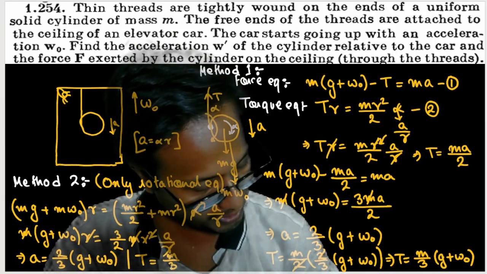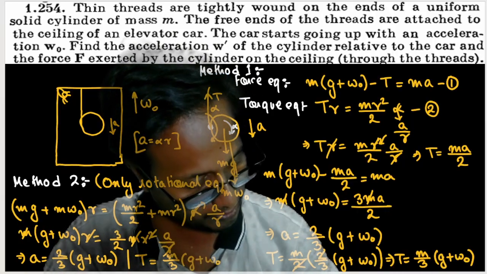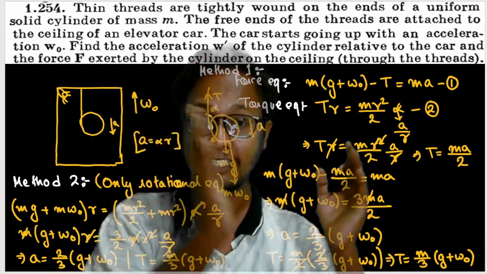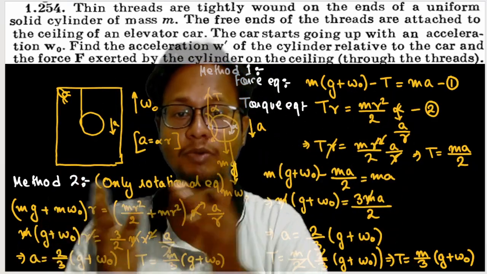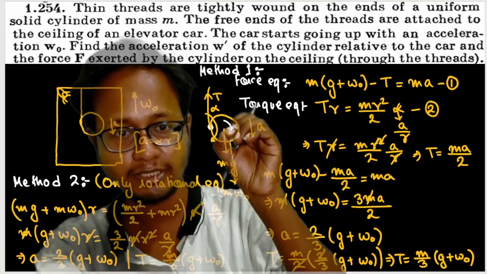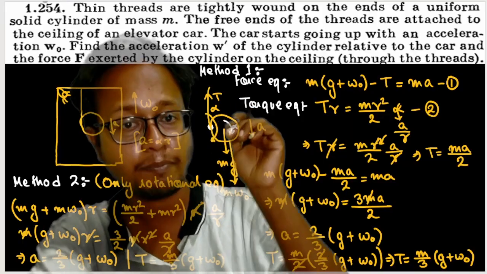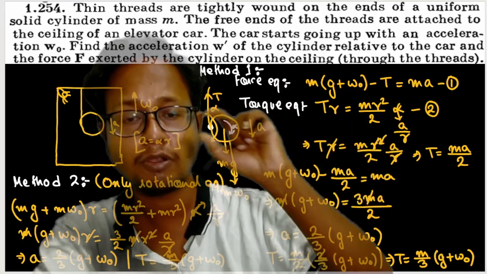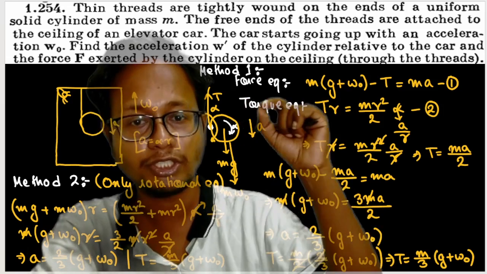Tension force is equal to m by 3 g plus omega. The main thing you need to understand is the difference between method 1 and method 2. In method 1, I apply my moment of inertia to the center of mass, and whenever I apply method 1, I must apply two equations. The first one is the torque equation or rotational equation. The second one is the force equation or linear equation.